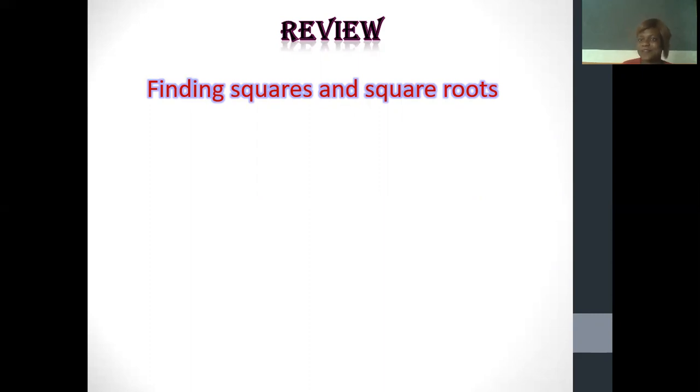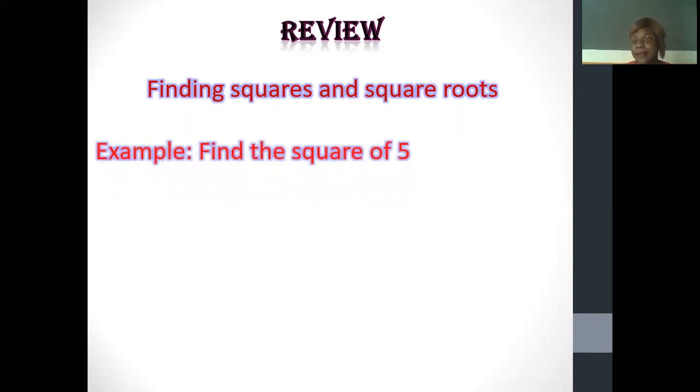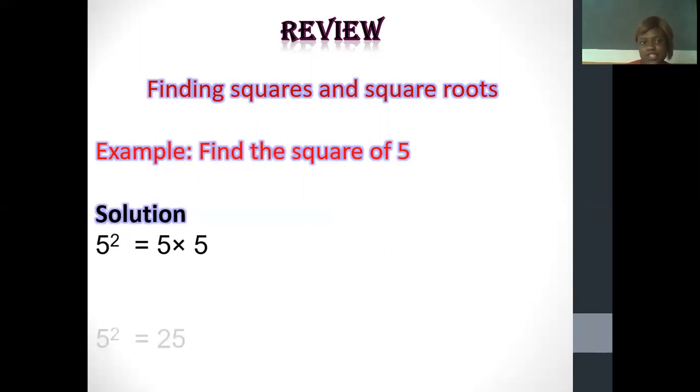Most of us will remember that, but let's look at one or two examples. What if you're asked to find the square of 5? That's a simple one. To find the square of a number, you just multiply the number by itself. So 5 squared simply means 5 times 5, which is 25. Any number you're given to square, all you need to do is multiply the number by itself.